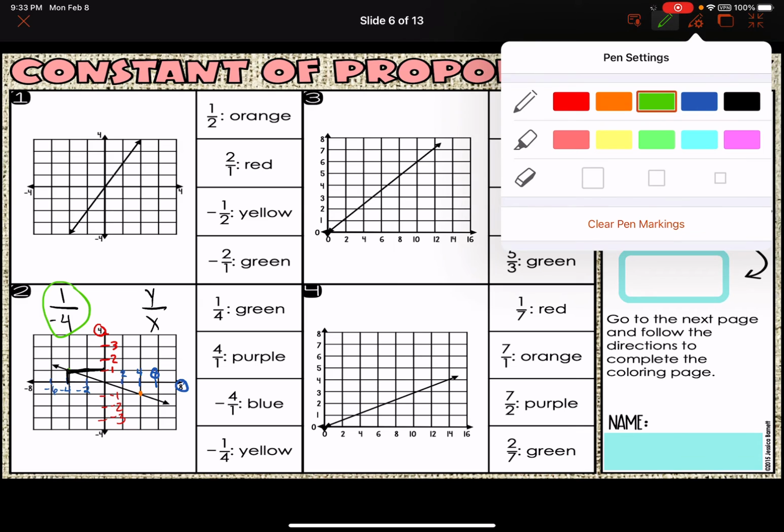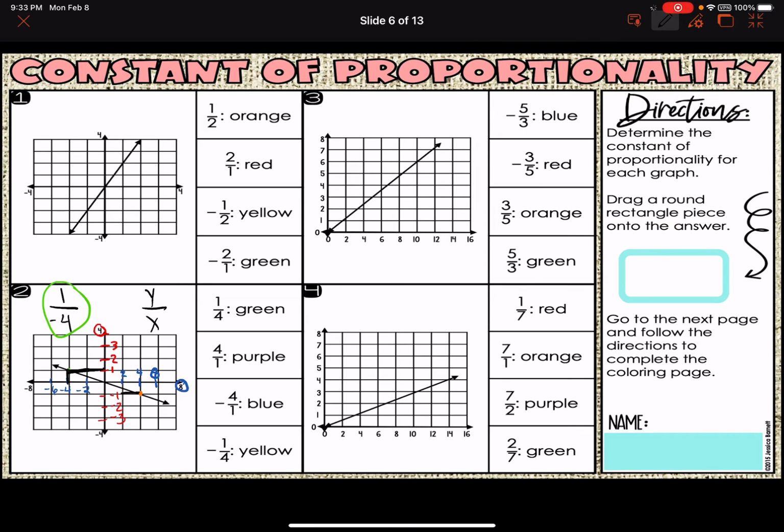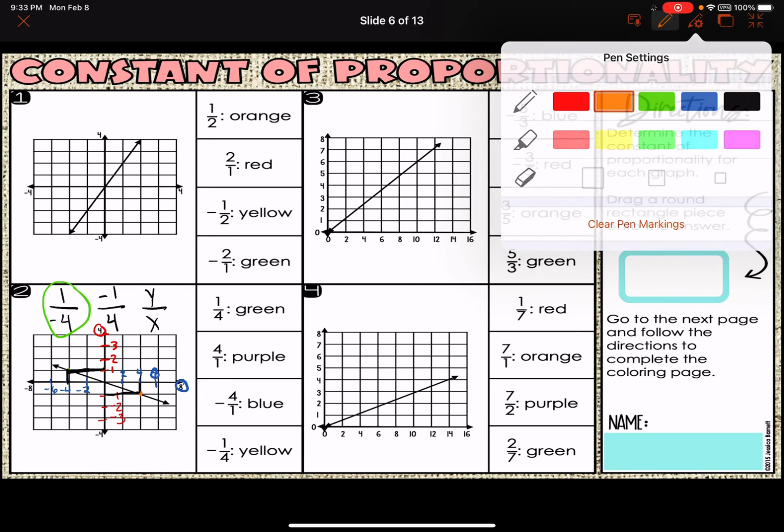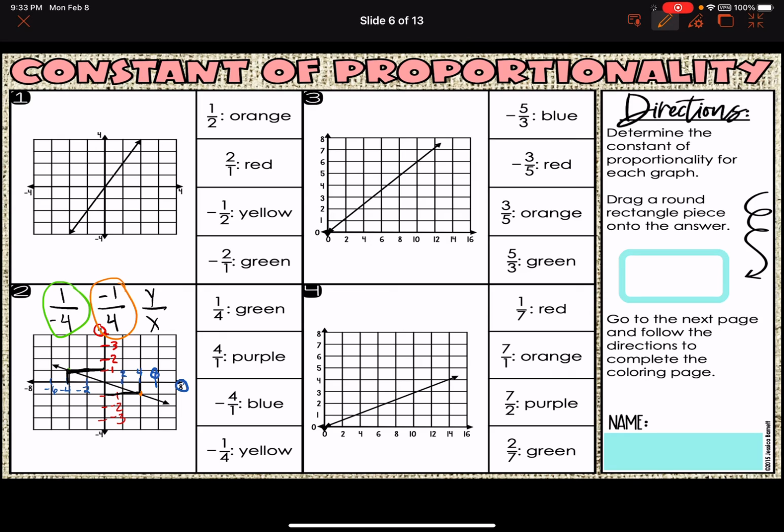Well, let's try it for our orange one. I'm going to look to the y, and I have a -1. I'm going to look to the x, and I have a +4. You may notice that these are the exact same number. The only difference is where the negative is placed. Now, fun fact, it does not matter if the negative is on the top or the bottom of a fraction. It means the same thing. So we actually just write the negative out in front so as not to confuse us, okay? So this right here is the one that you're going to put your blue box around, -1/4, okay?